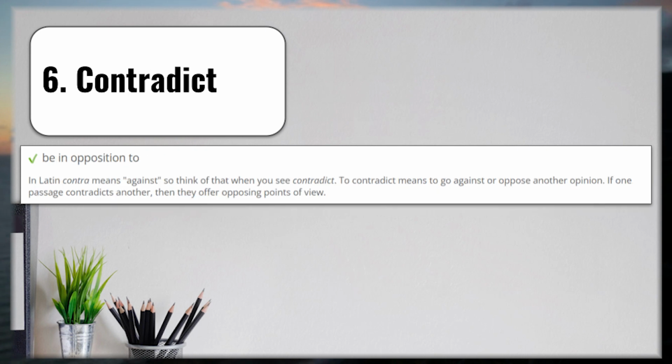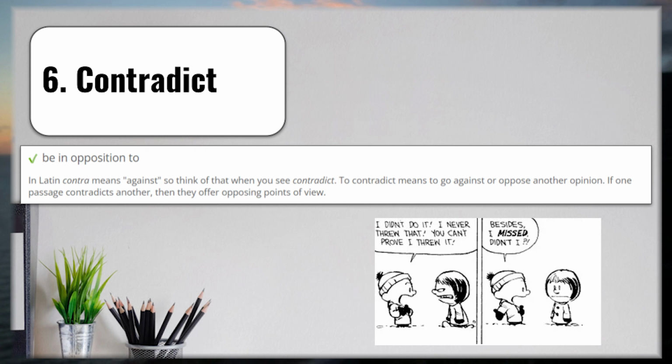Number 6 is contradict. To contradict something is to be in opposition to something. In Latin, contra means against. So think of that when you see the word contradict. Think of the word against. To contradict means to go against or oppose another opinion.